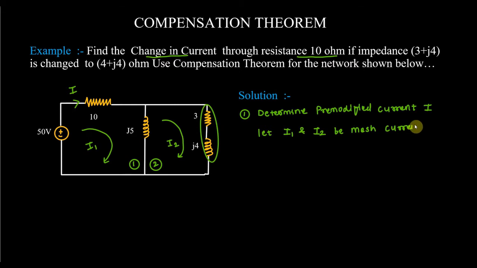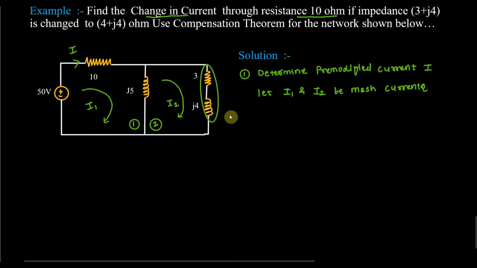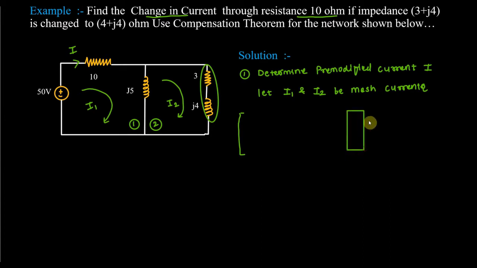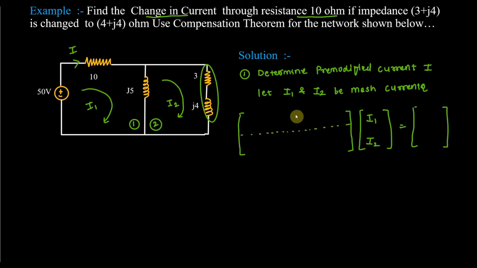Now after that we simply write the mesh matrices, and by writing the mesh matrices, we can easily solve this. The size of the matrices is 2 by 2 because there are only two meshes. So the currents are I1 and I2, and this is equal to the voltage matrix. I will write this as mesh 1, mesh 2, mesh 1 and mesh 2. Now write the elements.